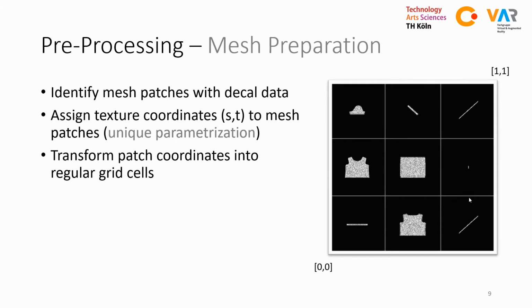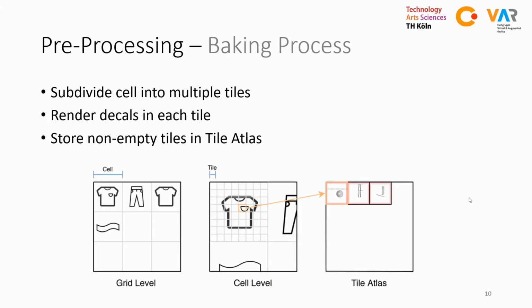To this end, we identify mesh patches containing decal data and assign a new set of texture coordinates to them, here denoted as ST. These coordinates need to be unique and non-overlapping, as they will be later used to query the baked information. They can be derived from already existing coordinates or created, for instance, via projection. The coordinates of the mesh patches are then arranged into cells of a square grid in the 0 to 1 range as seen in the picture.